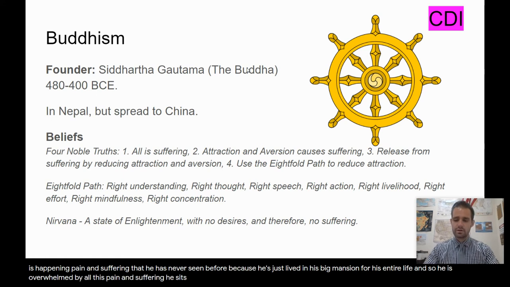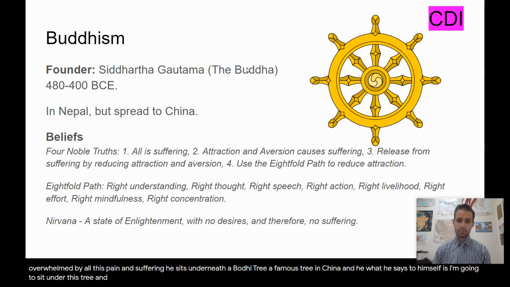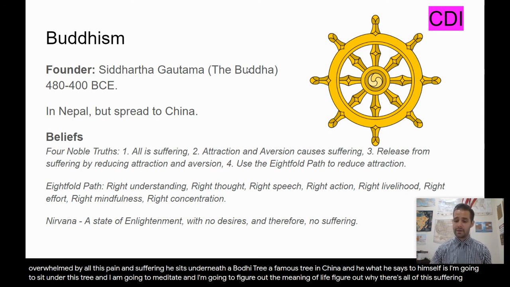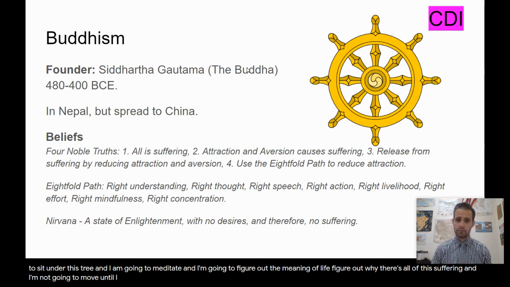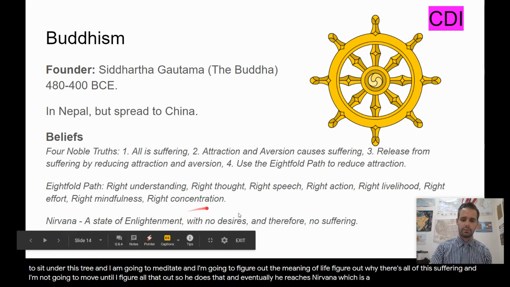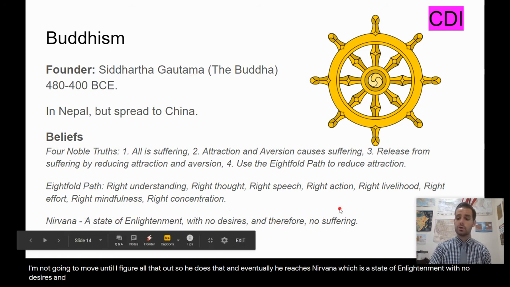He sits underneath a Bodhi tree, a famous tree. What he says to himself is, I'm going to sit under this tree and I am going to meditate and I'm going to figure out the meaning of life, figure out why there's all of this suffering, and I'm not going to move until I figure all of that out. So he does that. And eventually he reaches nirvana, which is a state of enlightenment with no desires and therefore no suffering.